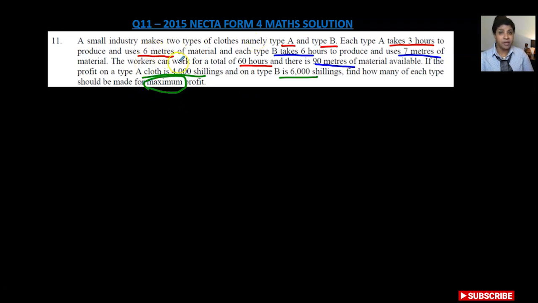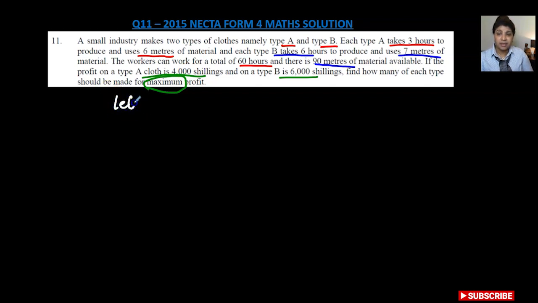What we have here is two types of cloth that are going to be made. We're given the time it takes to make each, and the material for each fabric to be made. And we're told the profit for each type. We are asked to maximize profit, so we need to find out how many type A and type B this industry should make in order to maximize profit. Before you do anything, you need to define your variables. So we're going to start with that.